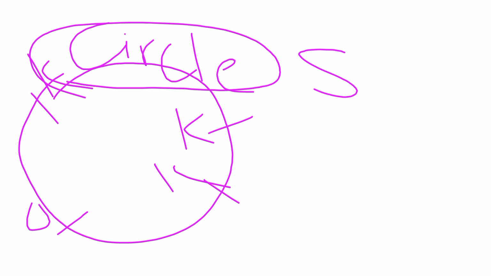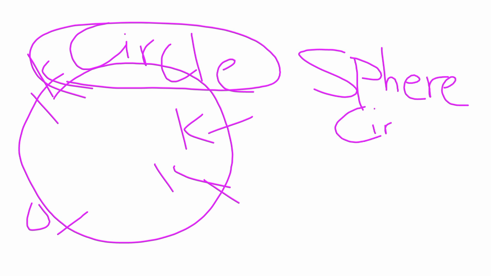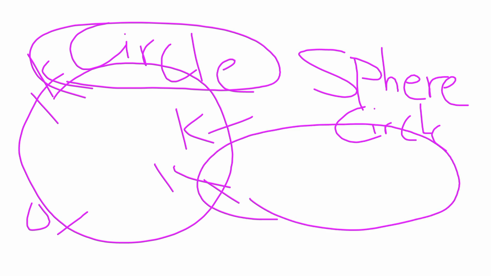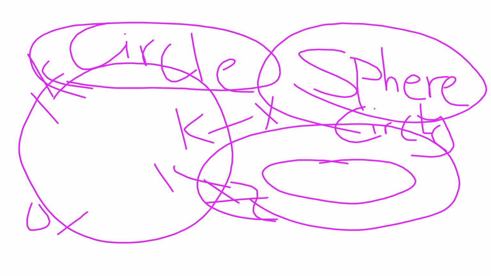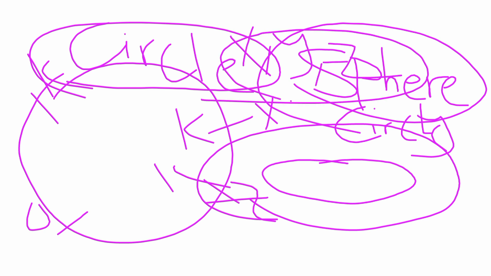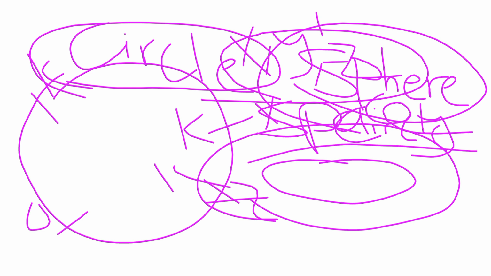Another shape is where I have to draw a circle inside a sphere. I can say this point is X, this point is Y, and this point is Z. And this is a sphere, and X, Y, Z are points in space.